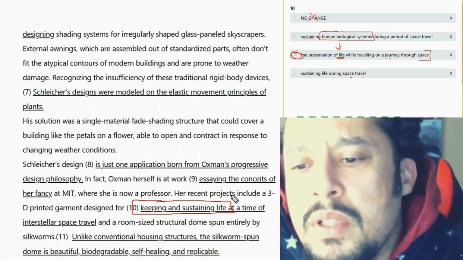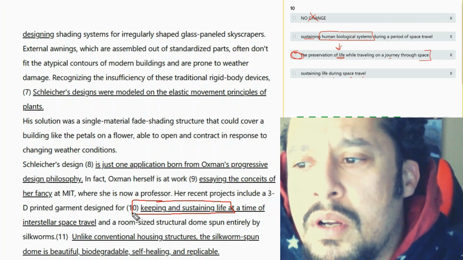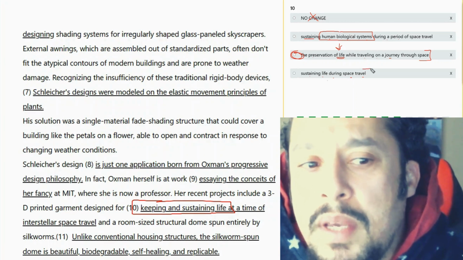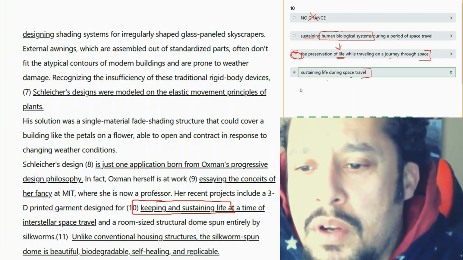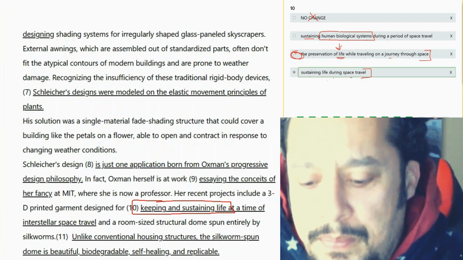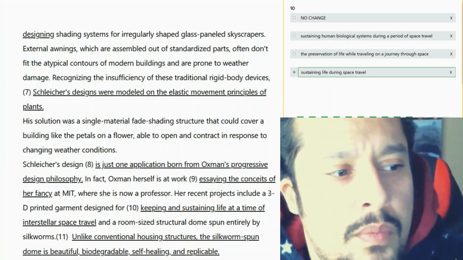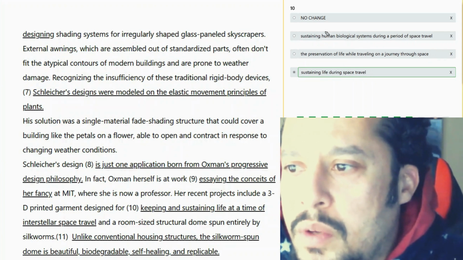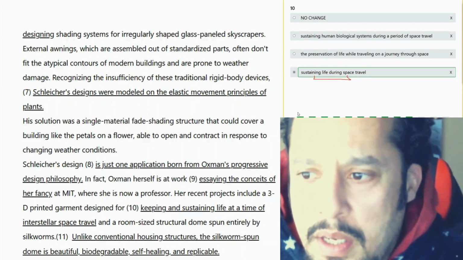Hmm, one second. Her recent project included a 3D printed garment designed for sustaining life during space travel, and a room-sized structural dome spun entirely. Yeah, so I'm sorry, we're going to go with answer D, because the other ones are just really wordy. I mean, all of this can be said in these four words. So here we're going to say answer D.